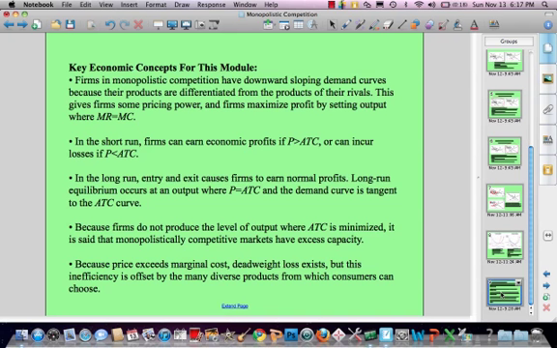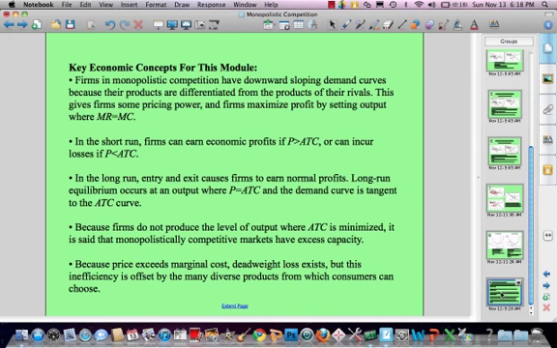First, firms in monopolistic competition have downward sloping demand curves because their products are differentiated, as we learned when we first talked about demand curves. This gives firms some pricing power, and firms maximize profit by selling output where marginal revenue equals marginal cost. We know that by heart. In the short run, firms can earn economic profits if price is greater than average total cost, or can incur losses if price is less than average total cost.